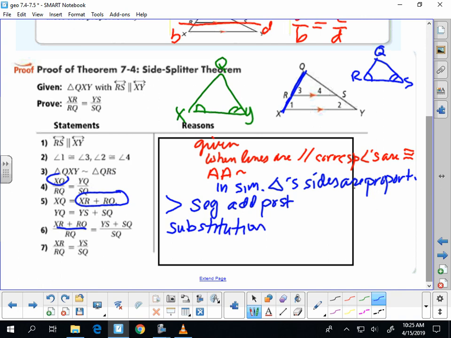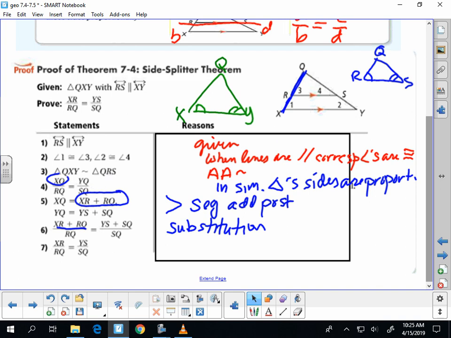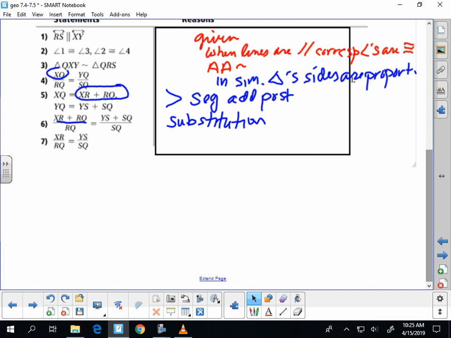Now this last step, they are going to say property of proportions number 3, but we're going to show how that works. Yeah, exactly. So, you know how when you're adding, let's say if we had 2/3 plus 5/12. What do I have to do to add those two? Common denominator, right? So what would be my common denominator?